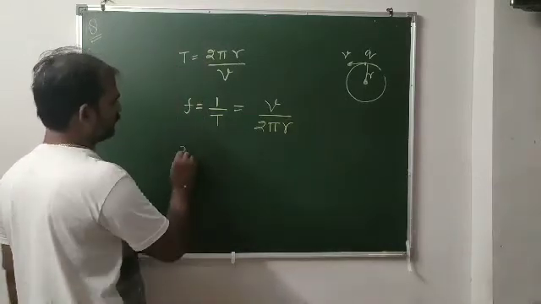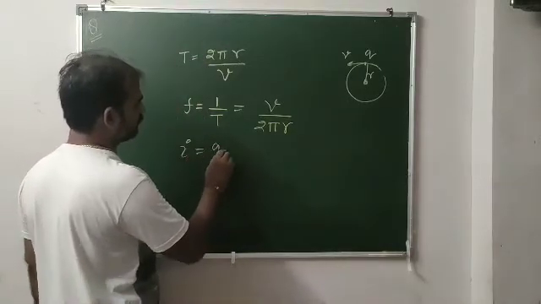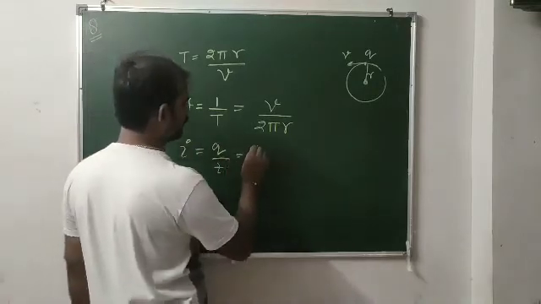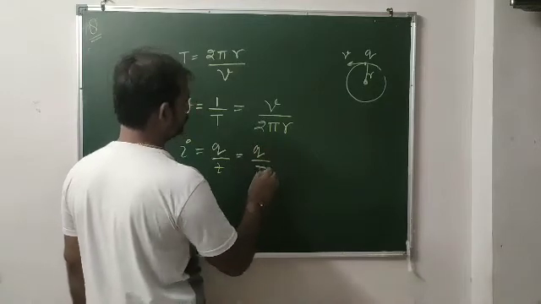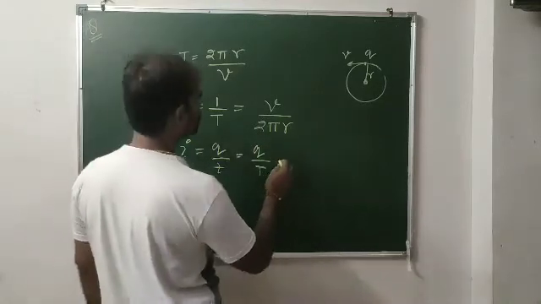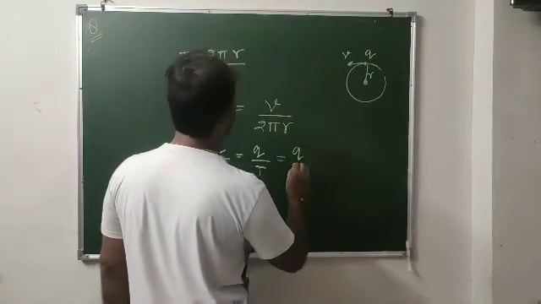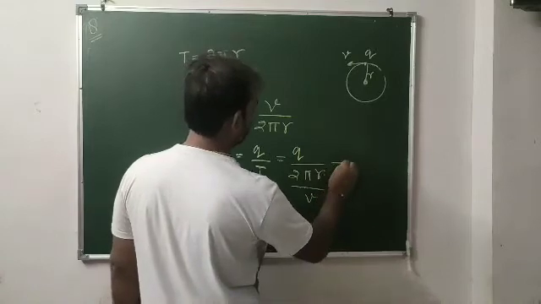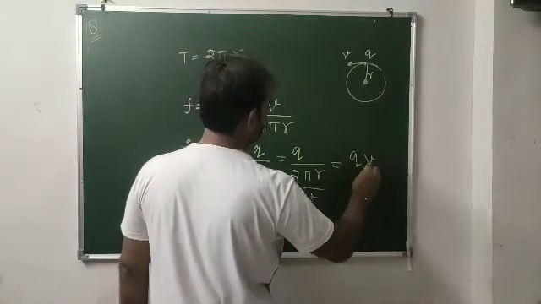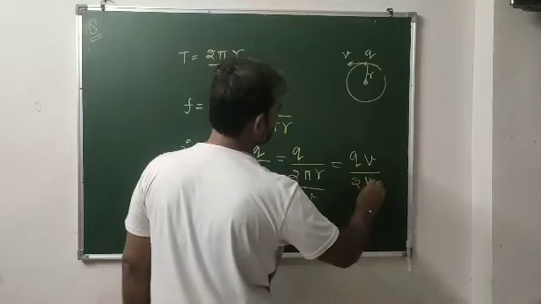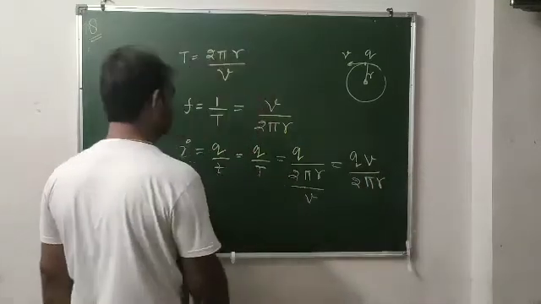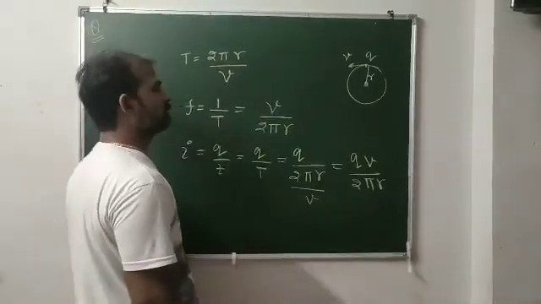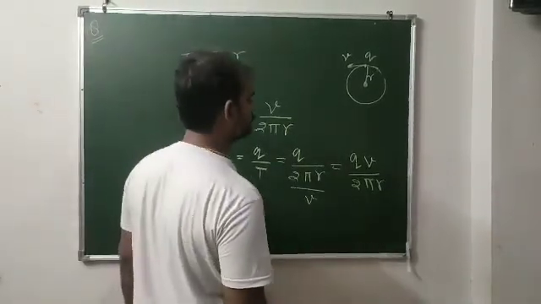Now the current is I is equal to Q upon T. So in place of T you may write capital T. Put the value of capital T over here, you will get Q upon 2 pi r upon v, that is Qv upon 2 pi r. This will be the amount of current associated with Q amount of charge.